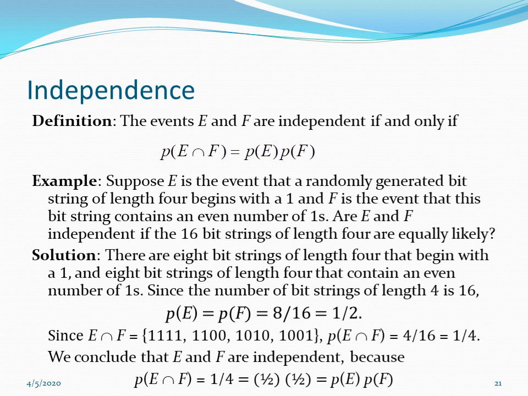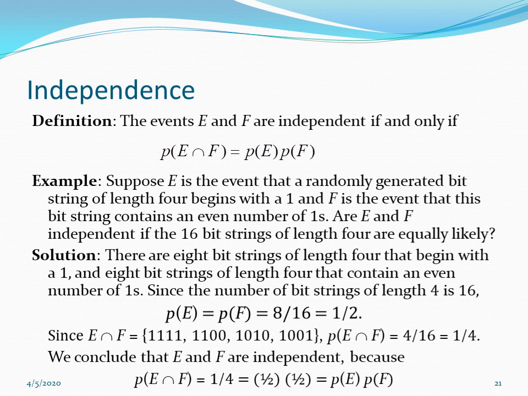Here is an example. Let E be the event that a randomly generated bit string of length 4 begins with 1. F is the event that this bit string contains an even number of 1s. We want to see whether E and F are independent, if the 16 bit strings of length 4 are equally likely. Of course, your sample space has 16 bit strings of length 4, and we want to see whether the events that we defined are independent or dependent.